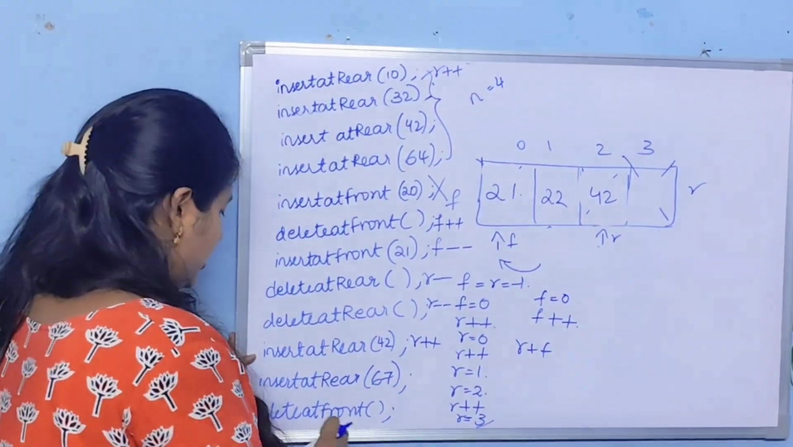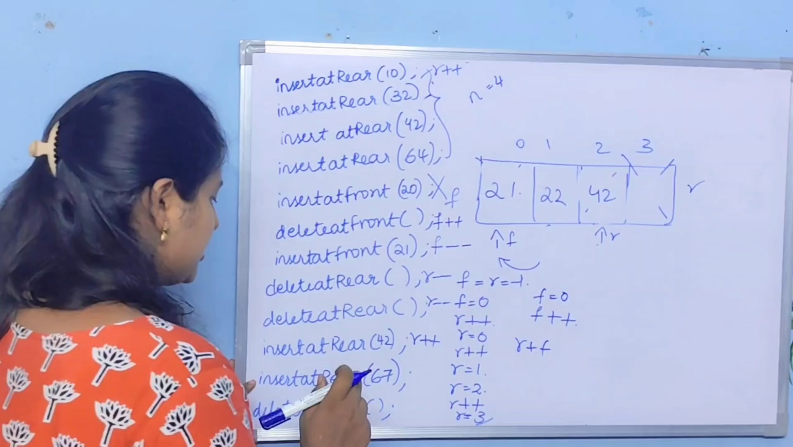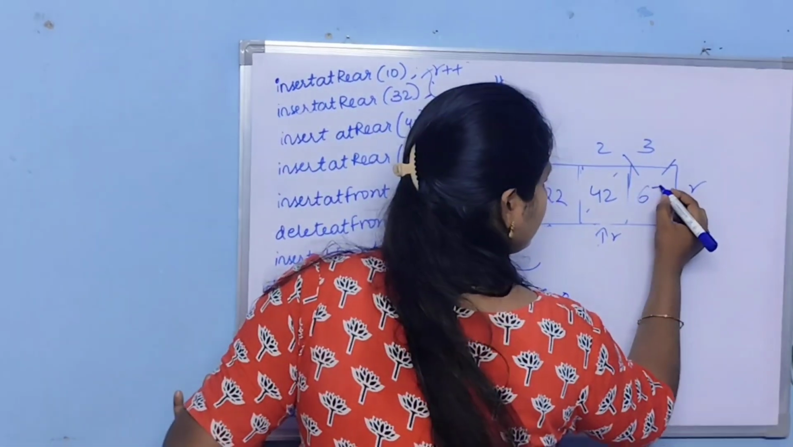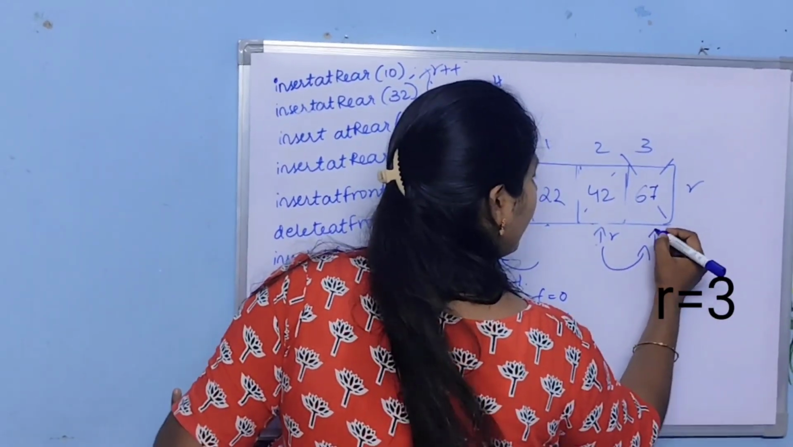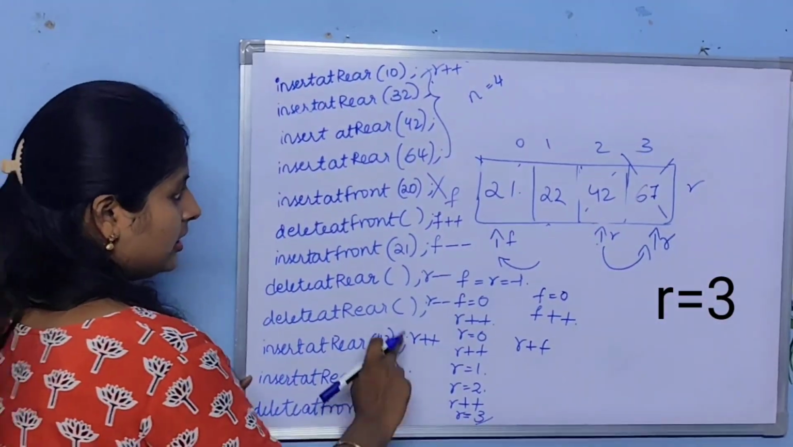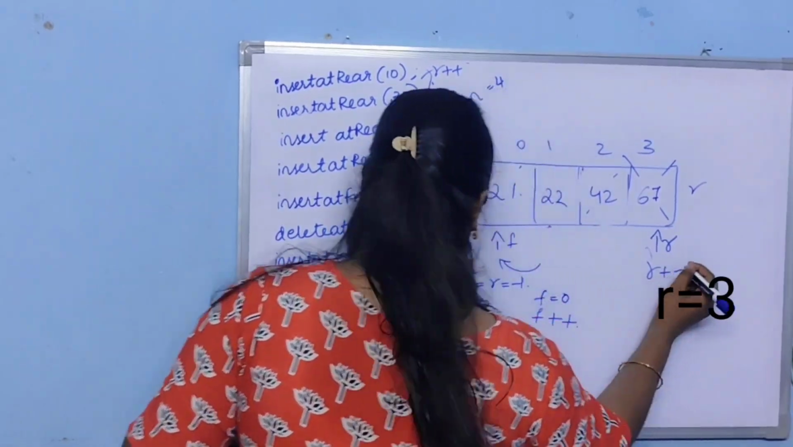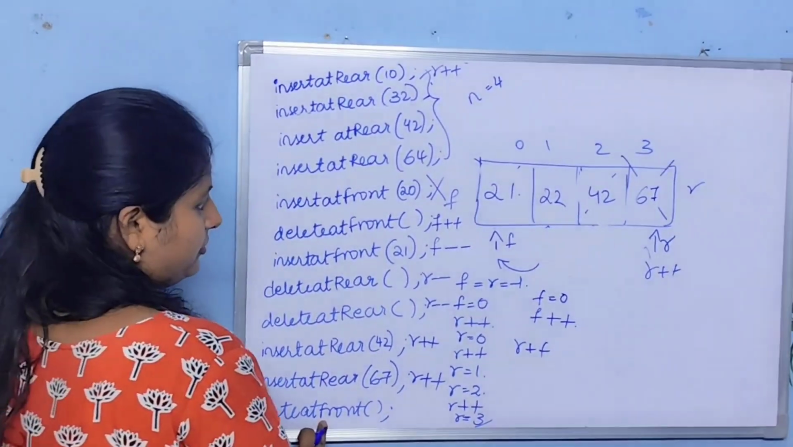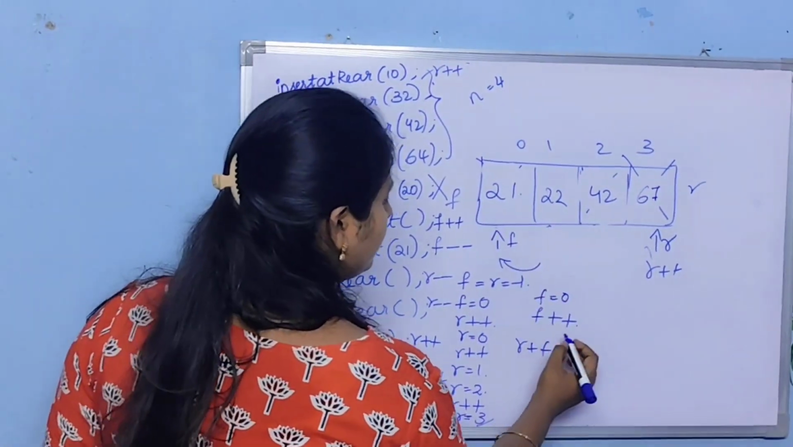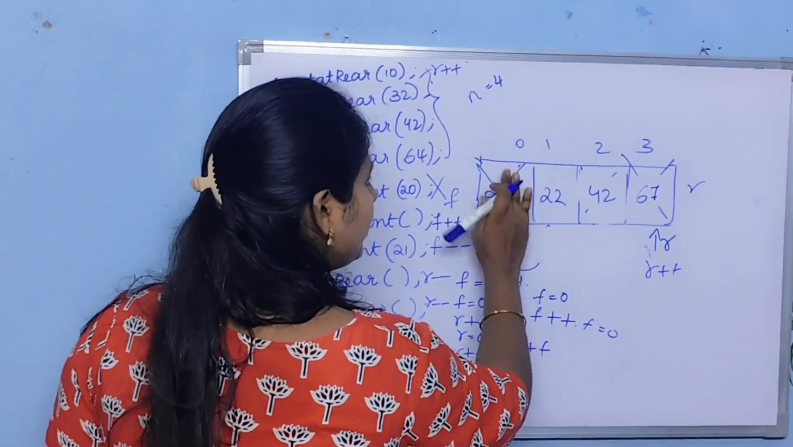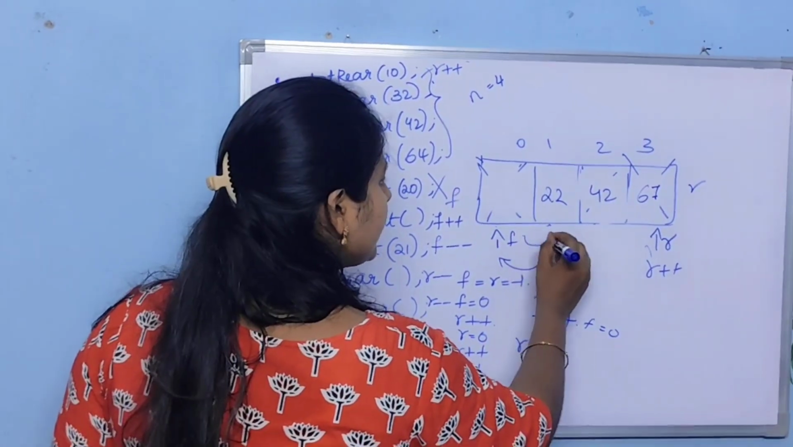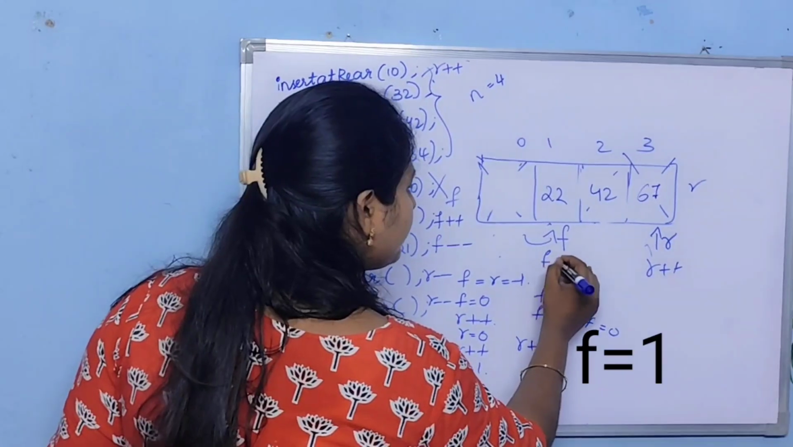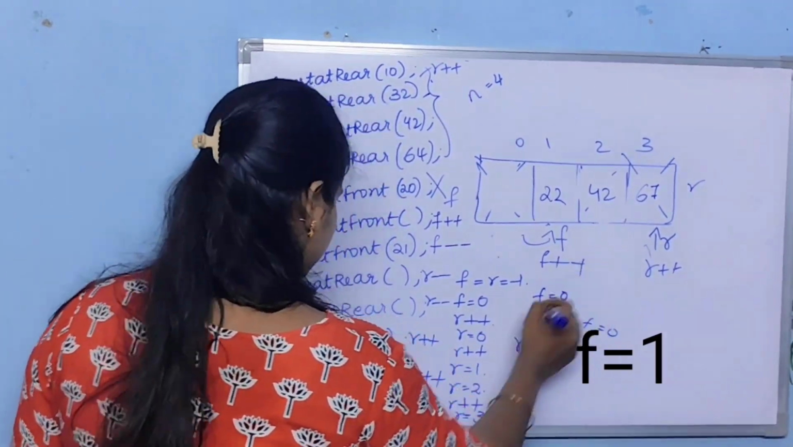Okay. Now insert at rear. Again I'm trying to insert. What is my element? 67. So what happened? R gets incremented. R plus plus. Right? Now I'm trying to delete from front. What is my front value? It is 0. So if I delete this element, what is my front value? It goes this side. Right? So front is getting 0 to 1. That is front plus plus.